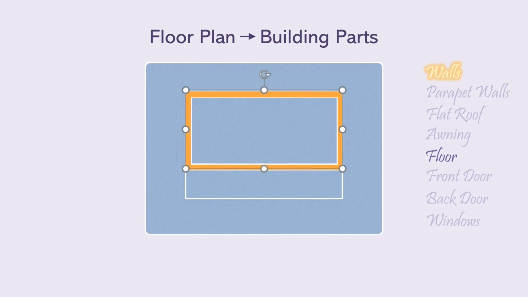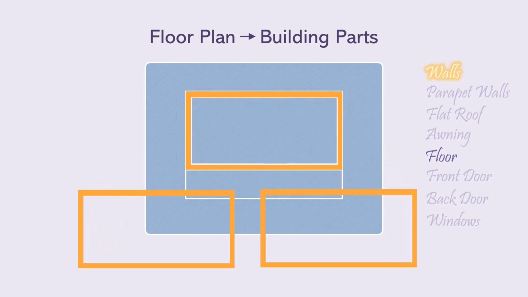Duplicate the shape to create 2 more identical wall parts. We need 3 identical wall shapes. The first shape will become the bottom part of the wall. The second shape is for the middle part of the wall. The third shape is for the top part of the wall.